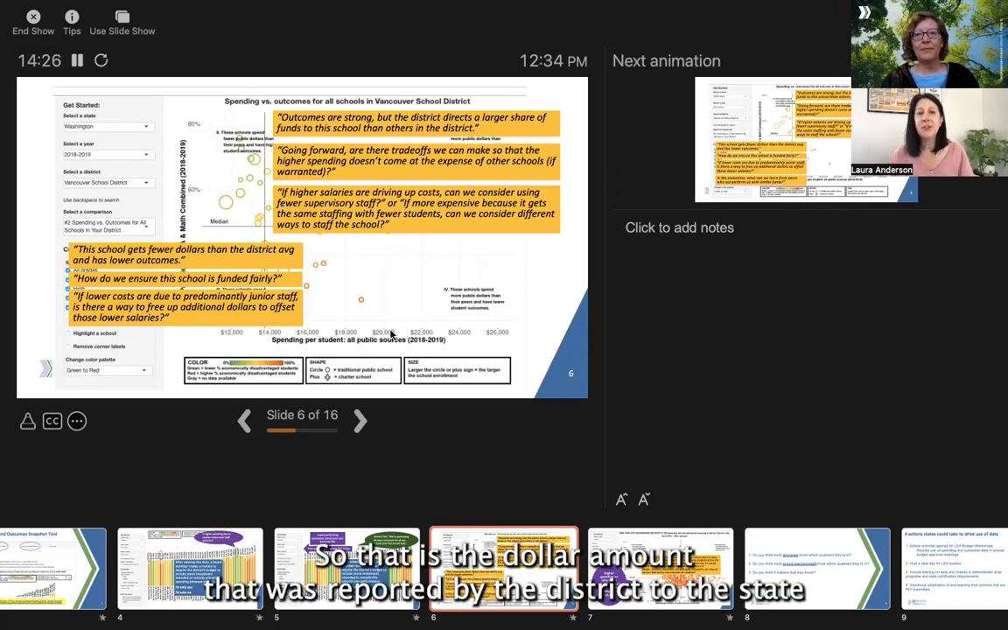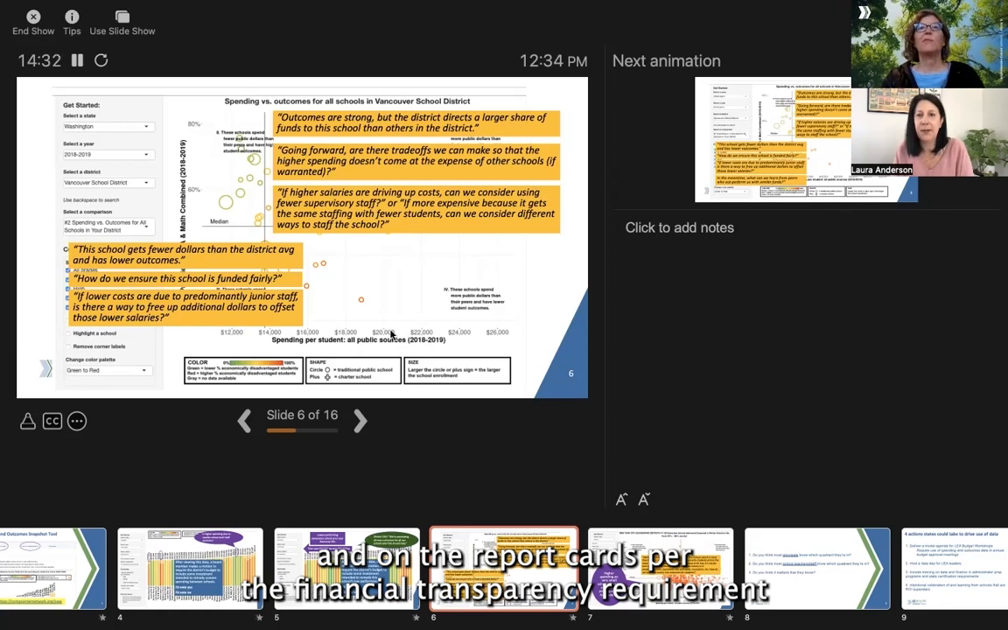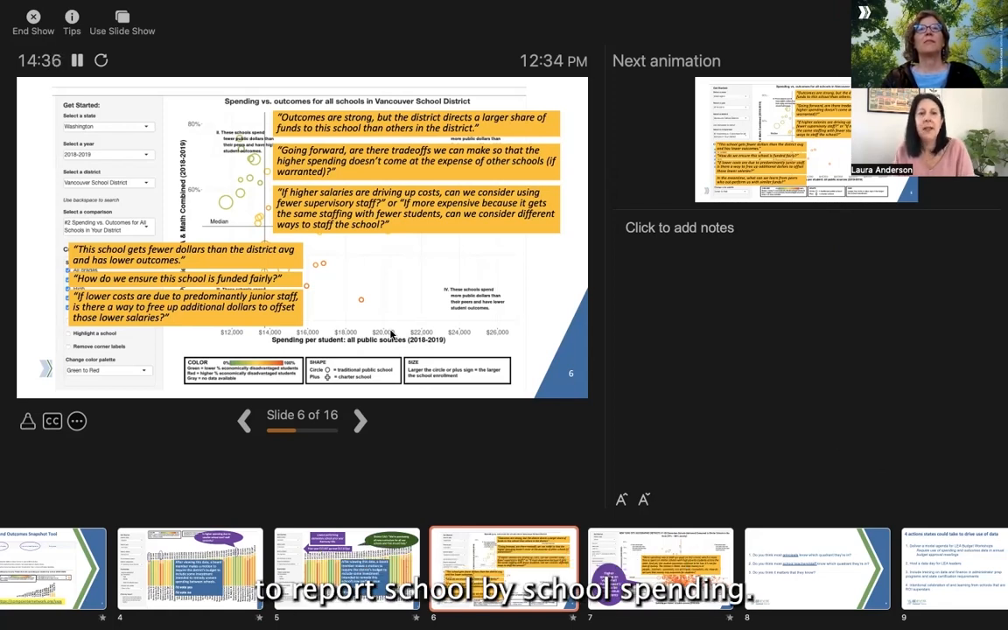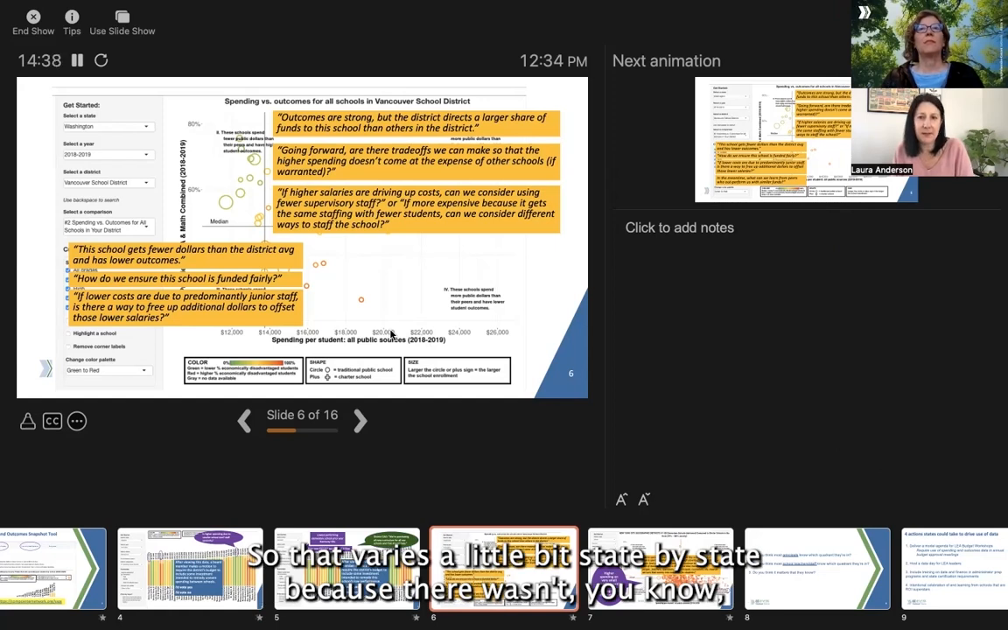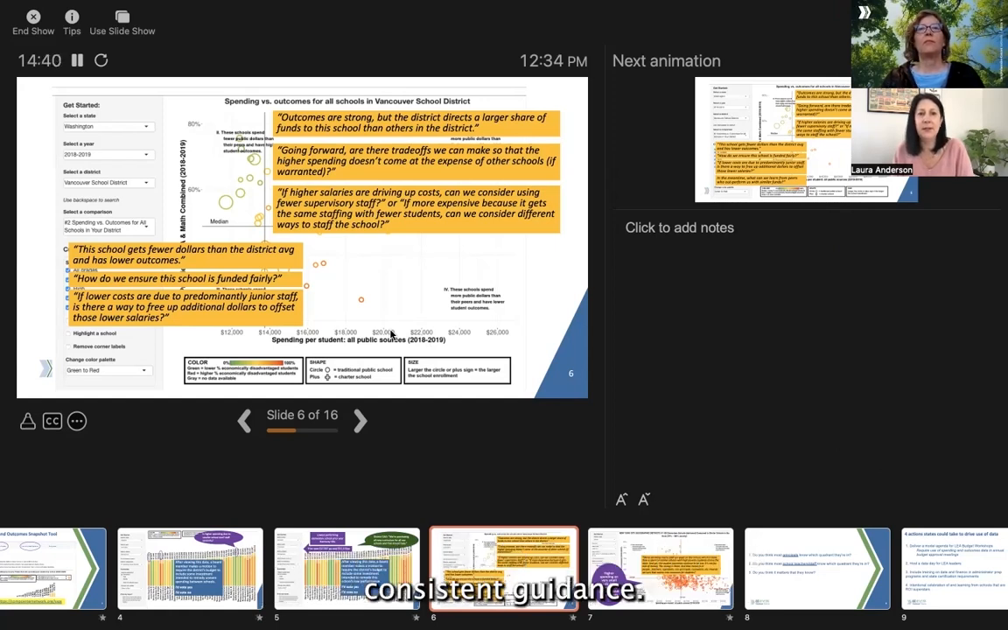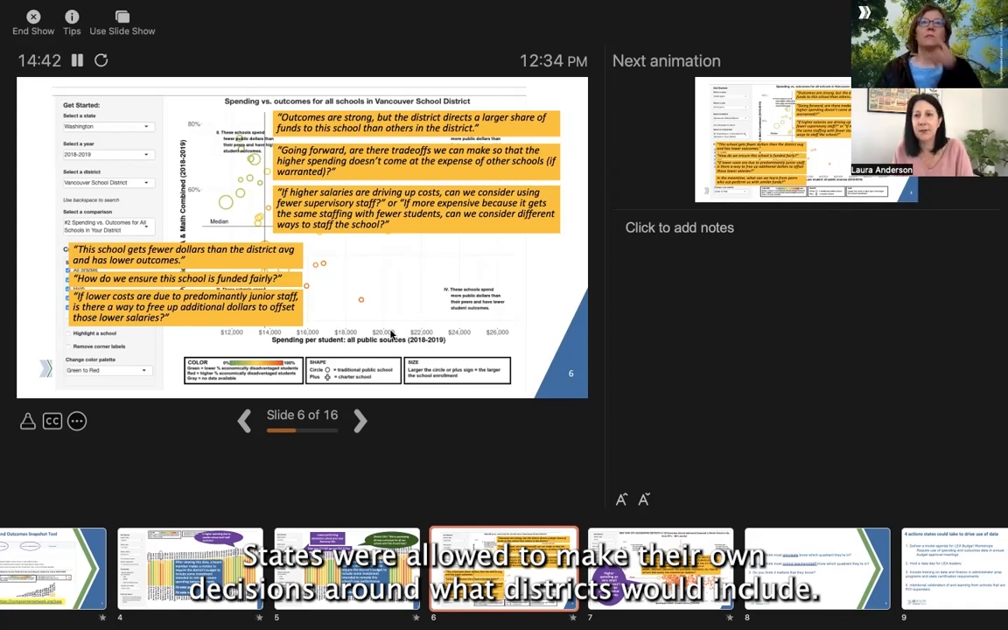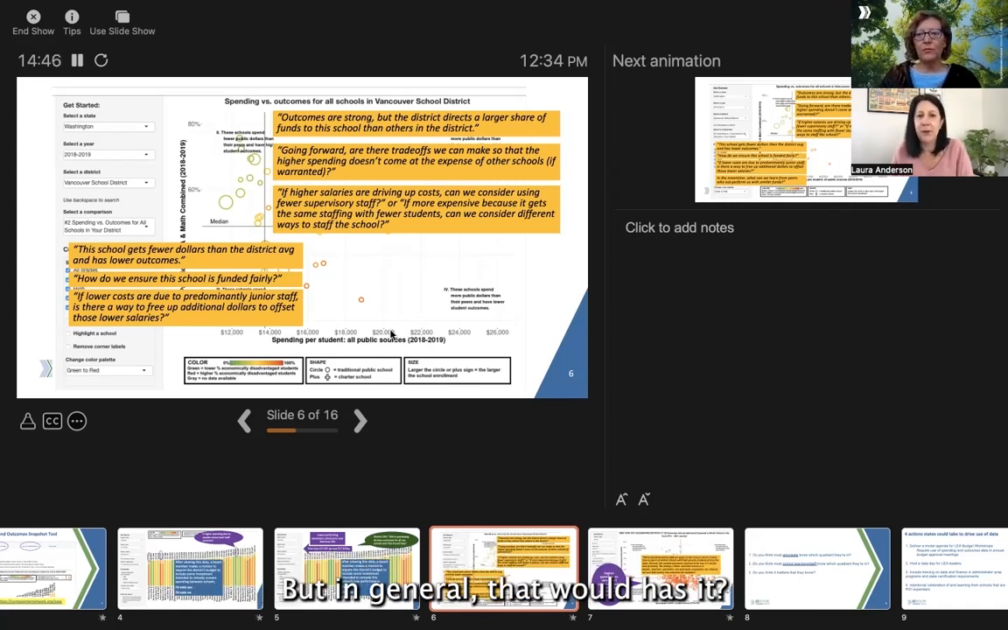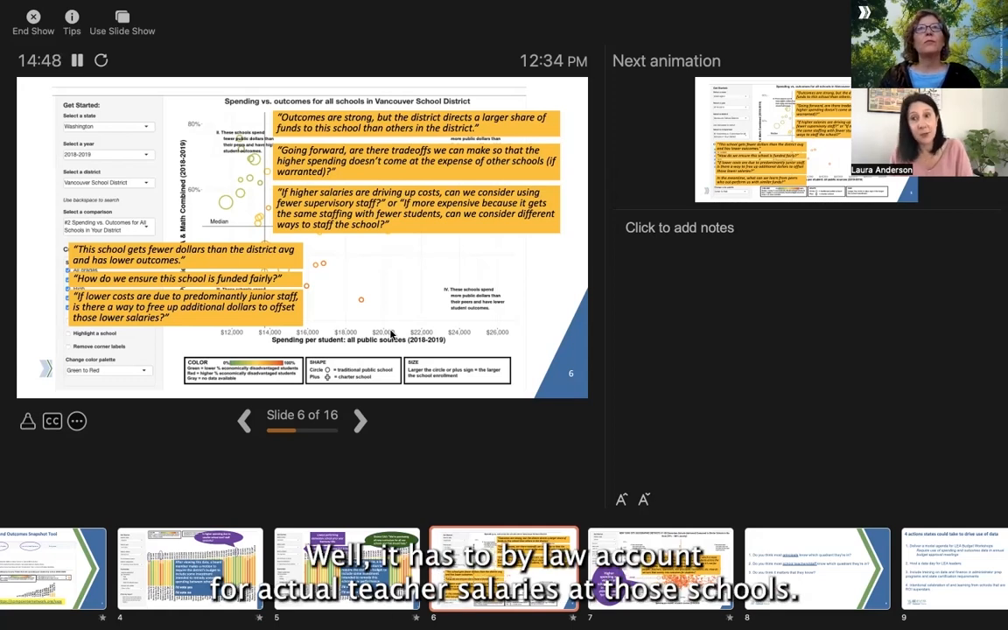So that is the dollar amount that was reported by the district to the state and on the report cards per the ESSA financial transparency requirement to report school by school spending. That varies a little bit state by state because there wasn't a consistent guidance. States were allowed to make their own decisions around what districts would include. But in general, by law, it has to account for actual teacher salaries at those schools.